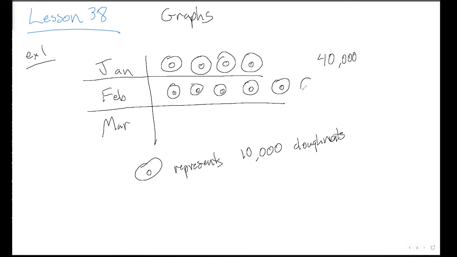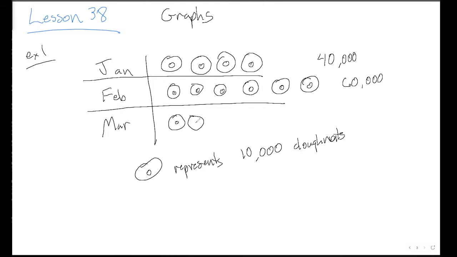All right. What about February? How many donuts were sold and probably eaten in February? All right, Marin. 60,000. Did you say 6,000 or 60,000? All right, 60,000. Okay, all right, let's look at March. I'm going to try to trick you.